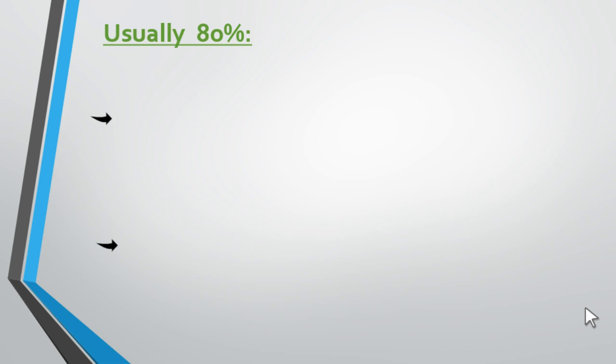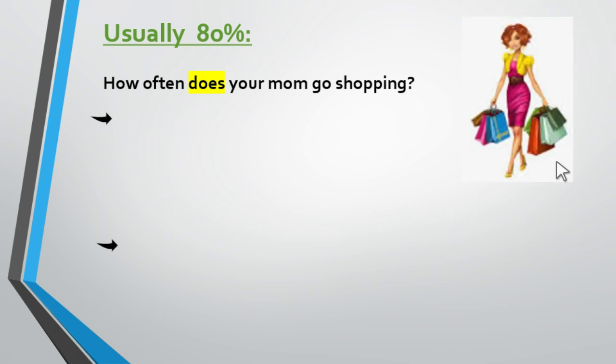Same thing, here we go. I'm going to ask you a question. How often does your mom go shopping? Look at the picture if you don't understand the sentence. So here we're talking about my mom, okay? So my mom is going to be the subject, and of course the verb is go shopping. So here we're going to put this adverb of frequency between the subject and the verb, all right? And then we're going to conjugate the verb in simple present, of course, following the rule.